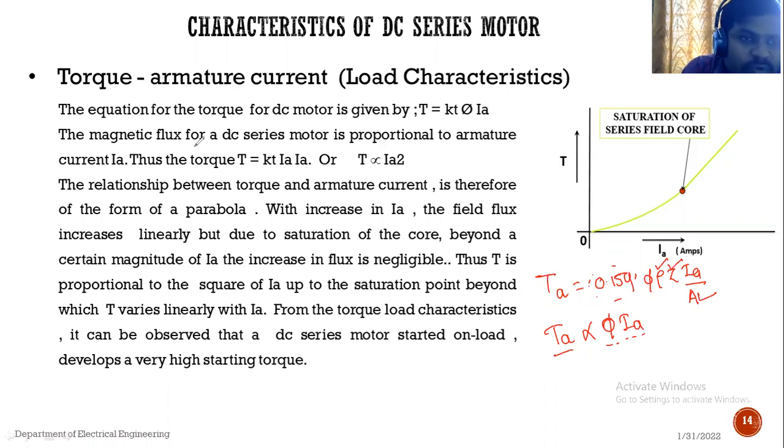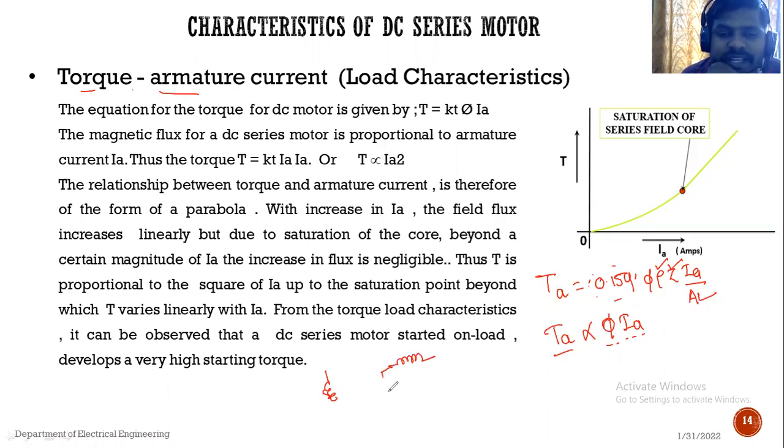See, we want to derive the torque versus armature current characteristics. In case of DC series motor, the magnetic flux for a DC motor is proportional to the armature current. आता याच्यामध्ये flux आहे, flux मधून flow होणारा current कोणता आहे, field मधून series motor च्या.